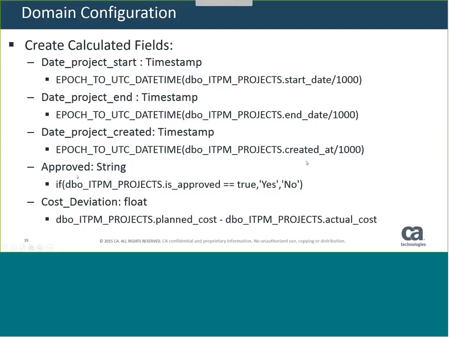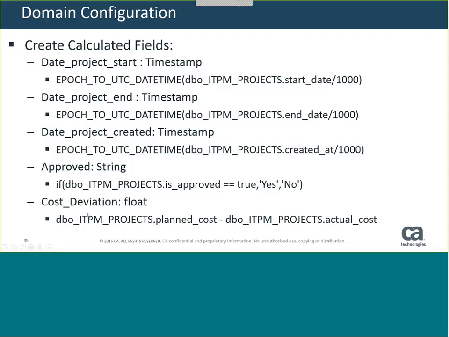The approved field is a string field where I have an if, so you know how to build these ifs, these conditions. I will just check if the isApproved field is true. If it is true, I will return yes. If it's not, I will return no.